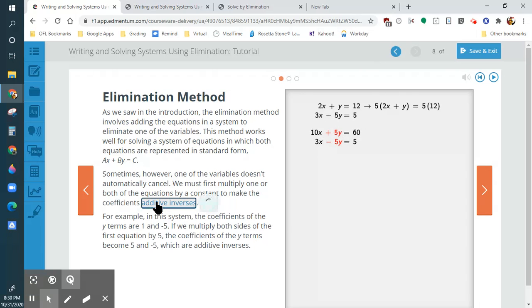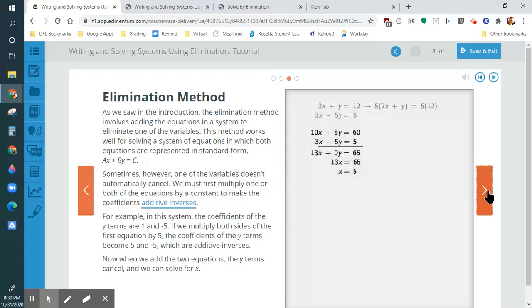This is what's known as an additive inverse, meaning that if you add them together, you get 0. So an inverse just means it gives you the identity. For addition, the identity is 0. I don't stress the vocab too much.